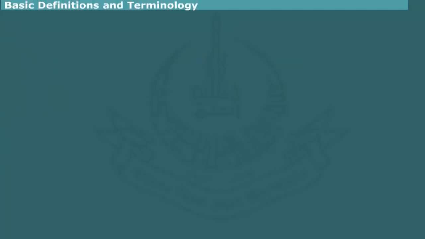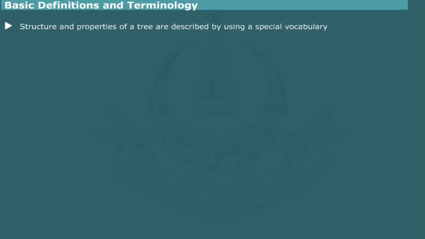Basic definition and terminology. The structure and properties of a tree structure are described by using a special vocabulary which is borrowed from mathematical graph theory and family trees. Most algorithms for trees use this terminology. We therefore have a closer look at these terms.